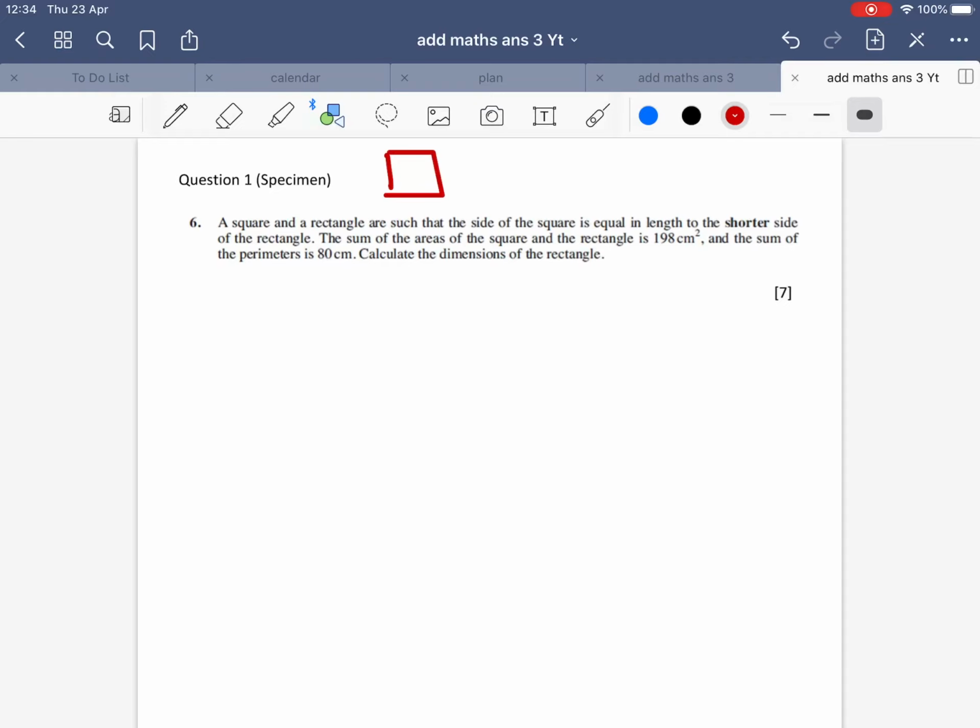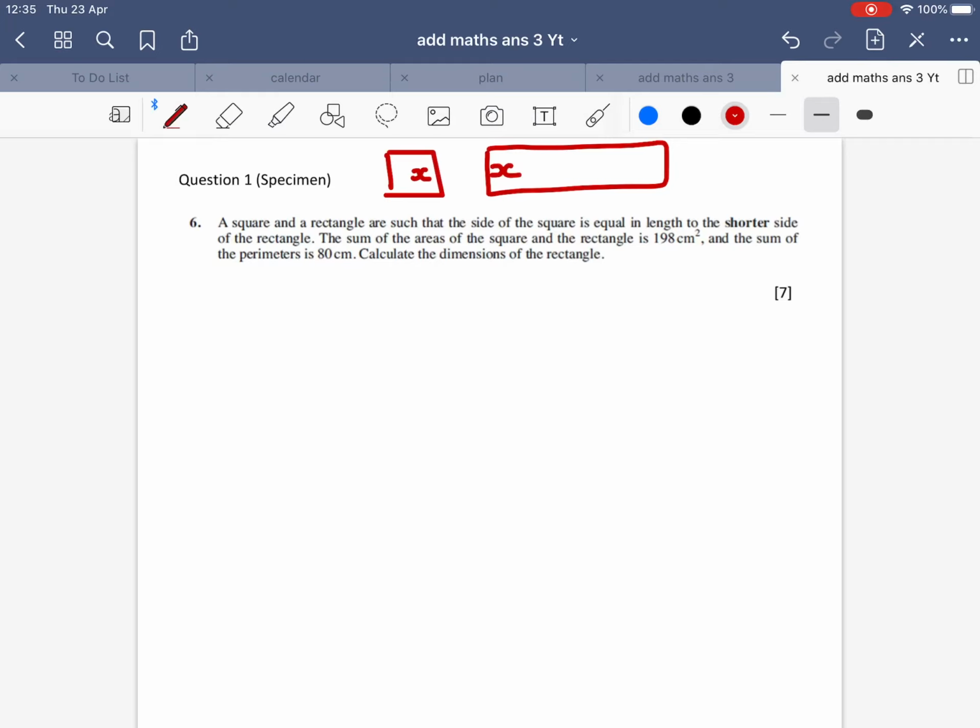square, so if I just draw a square, and this is equal to the side length of the shorter side of the rectangle. So if this side was x, for example, this side would also be the value for x.